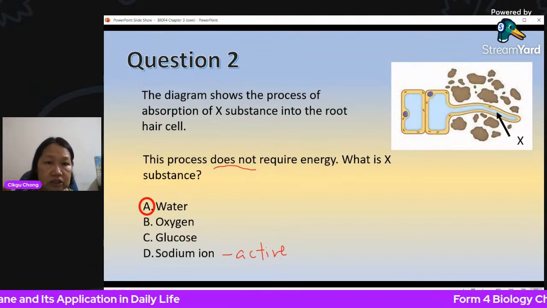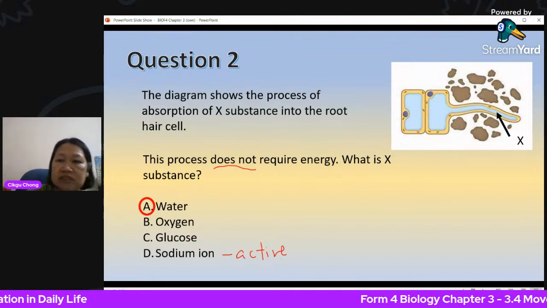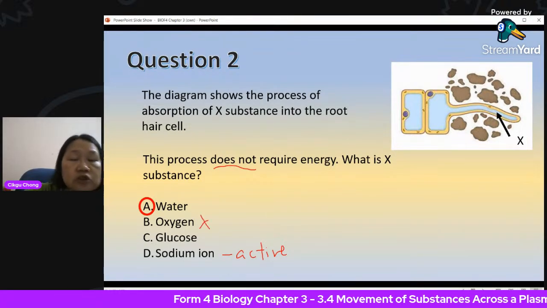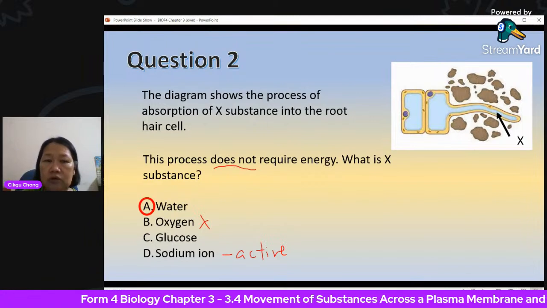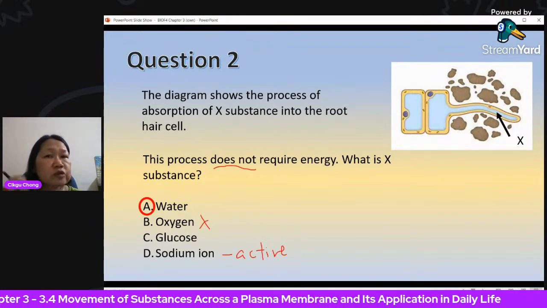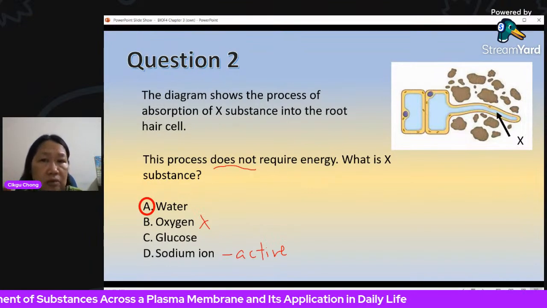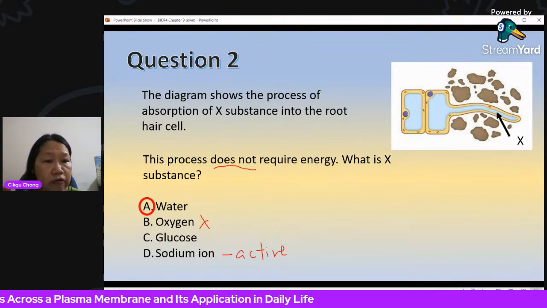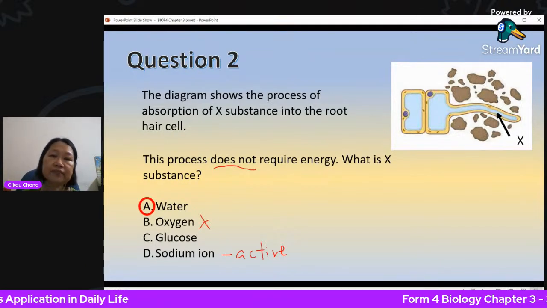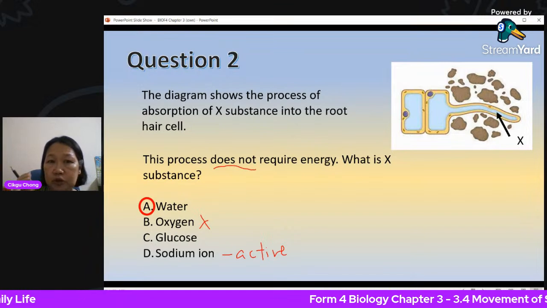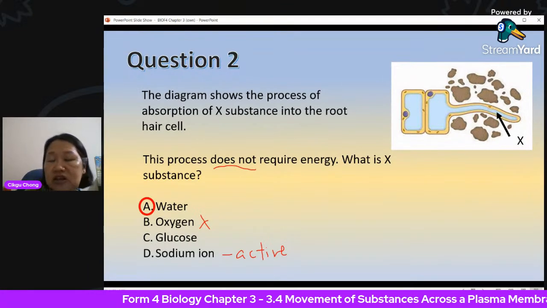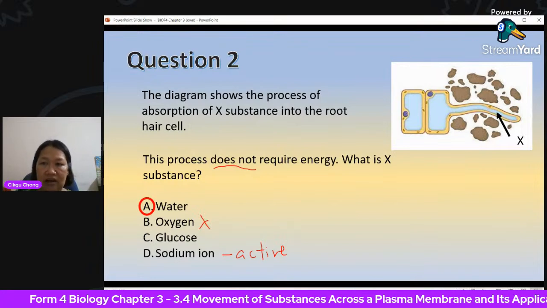Oxygen you will not be absorbing through the root, so B is out. Oxygen is taken in through the stoma, from the leaves. Glucose also you will not absorb, because plants make glucose through photosynthesis. Plants don't absorb glucose, they make their own food. So the only answer has got to be water. Water is absorbed into the root hair cell through osmosis, and osmosis does not require energy. Very good.